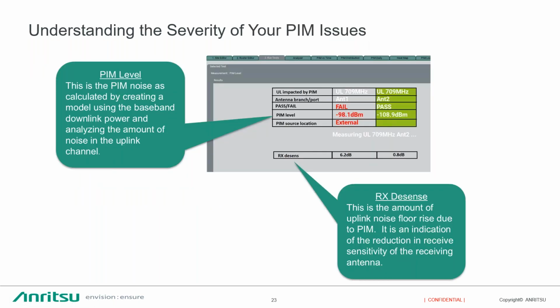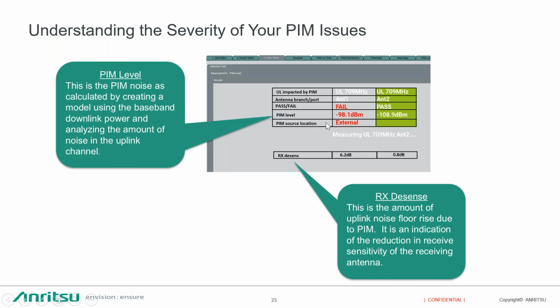The PIM level is a degree of severity, and you can set the thresholds according to your own network requirements. But if you're able to look at multiple uplinks and multiple downlinks and have PIM reporting on each uplink, there's a signal processing model that the IQ FiberMaster uses to determine the PIM level. In this example, it fails because the PIM level is too high.